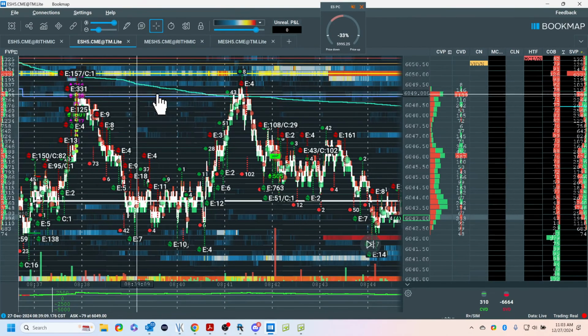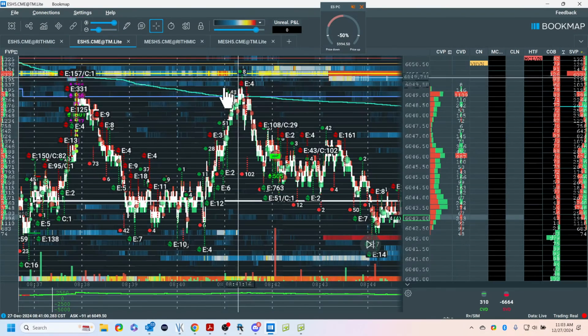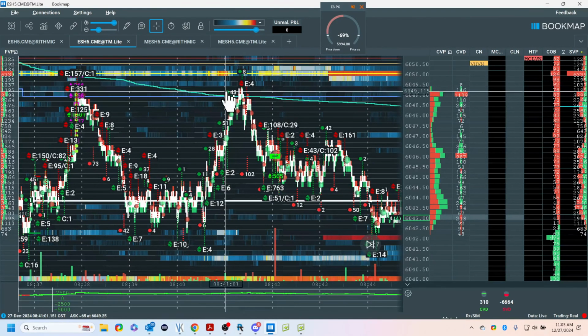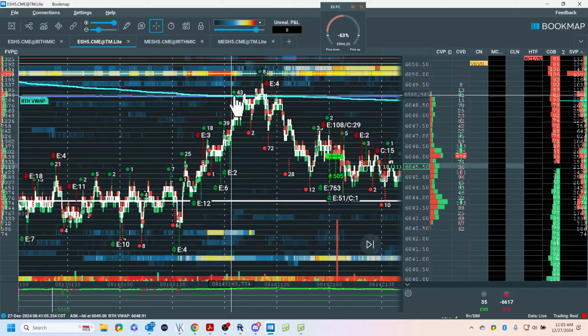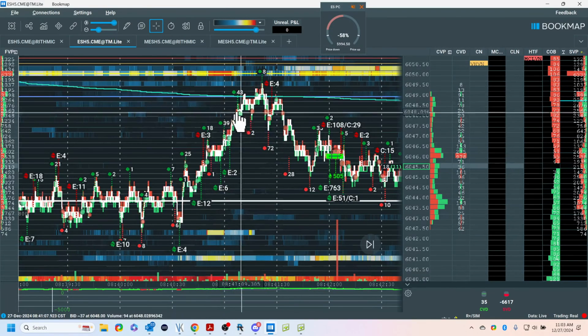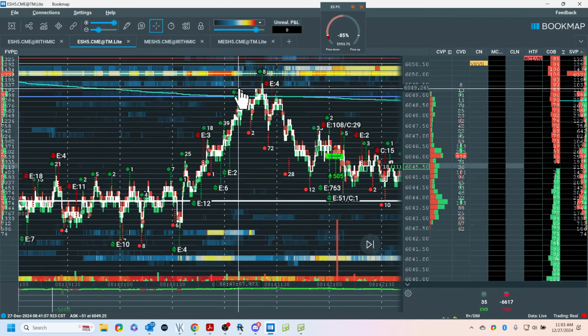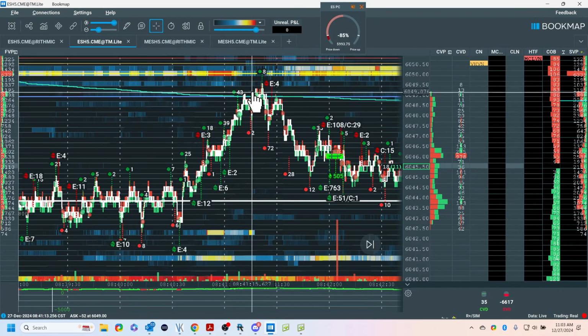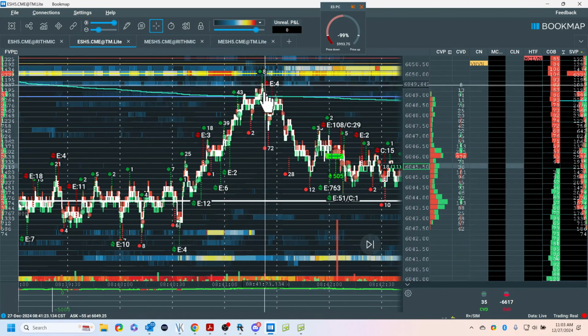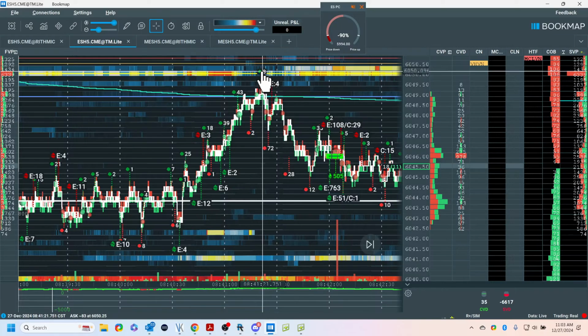What's at the VWAP in the mid? Stops. If I come up here and I see, look at this, exhaustion. What is this? Buy stops. Whoa. 43. But what's this? Higher price, less buy stops.